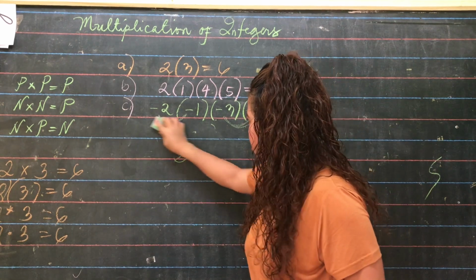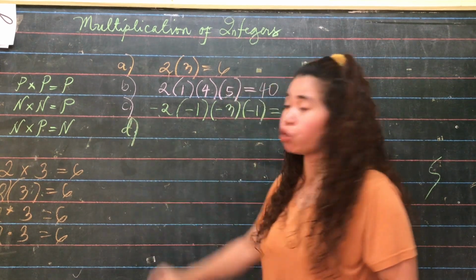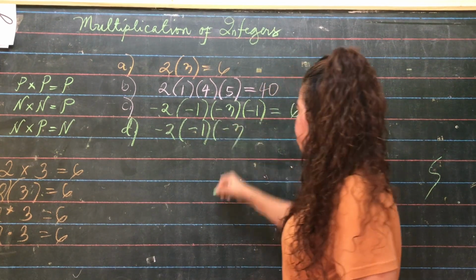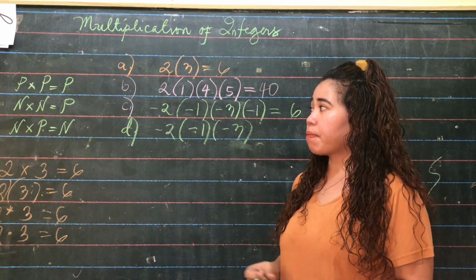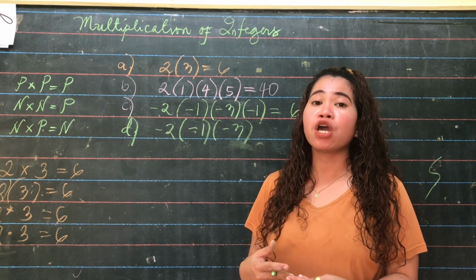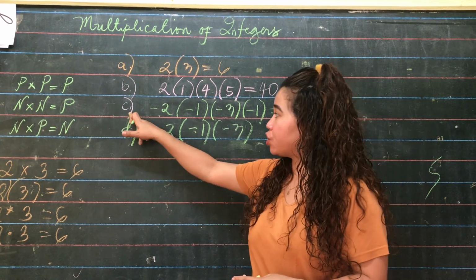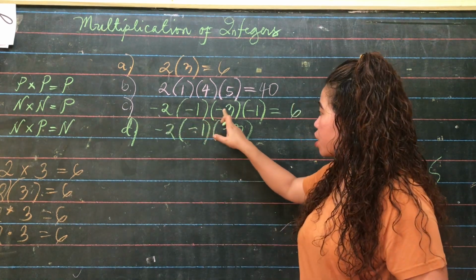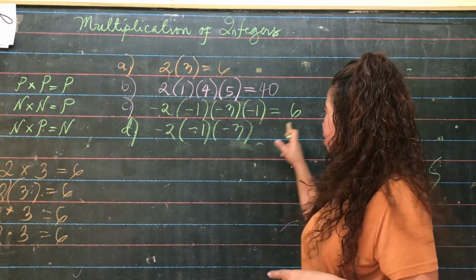Let's erase this. Let's proceed to letter D. There are only three. Negative 2 times negative 1 times negative 3. So we should not automatically judge, according to the rule, that as long as all the signs are the same, the answer is positive. It depends on the number of negative numbers being multiplied. Just like letter C, how many negative numbers are multiplied? We have 1, 2, 3, 4. That is even, meaning paired, so automatically positive is the answer.